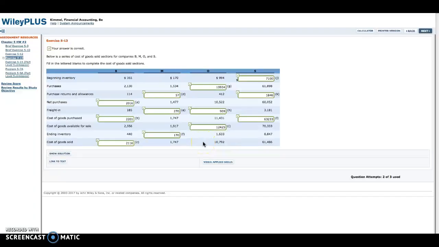Hello everyone, this is Jeremiah, and I've been given the assignment to explain how to complete exercise 5-13 in the homework. As you can see, I have finished my homework problem, and what I'm going to do now is go ahead and switch to Excel and explain to you how I calculated those answers.